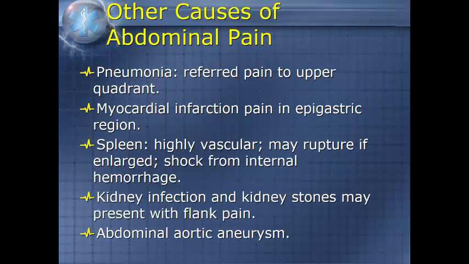Now, some other causes. Pneumonia can cause referred pain to the upper quadrants. Myocardial infarctions can give you pain in the epigastric area. Your spleen, kidney infections, kidney stones, and then of course an abdominal aortic aneurysm can all give you pain in the abdomen, and these are not GI related issues.